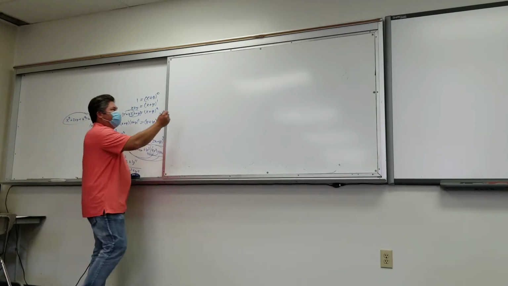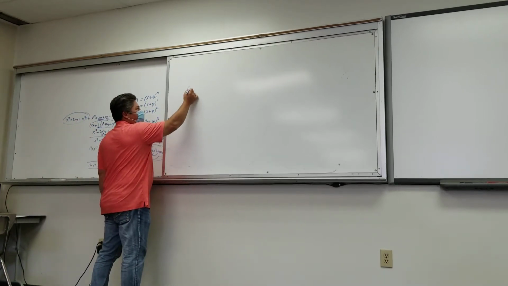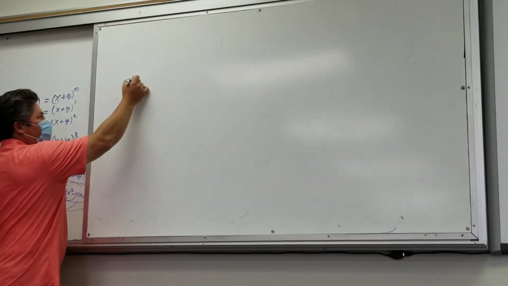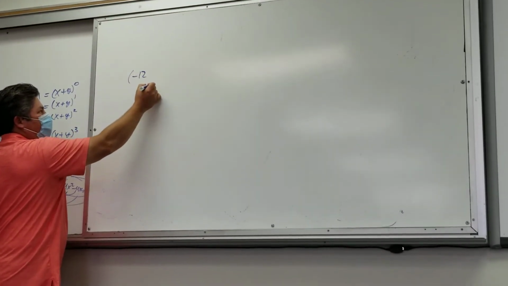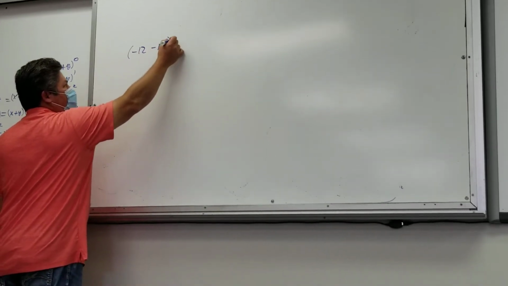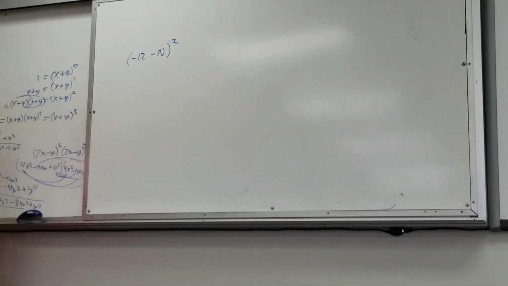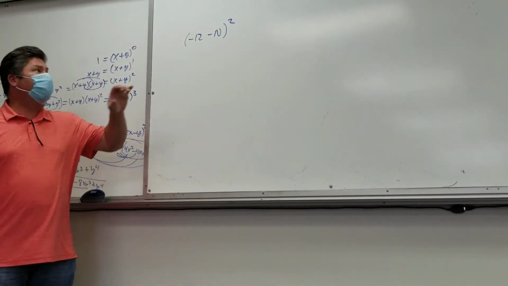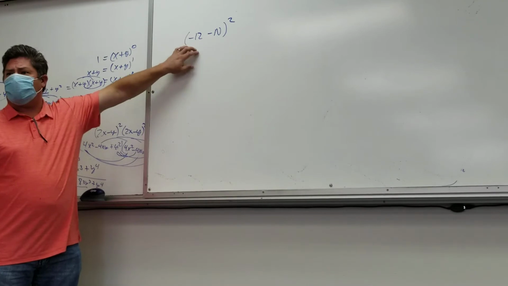What does number 8 say? Parenthesis what? Minus 12 minus n, parentheses squared. Okay, so this goes back to Pascal's triangle, right? And I'm going to do this the real fast way. Now remember, what this really means is what? What does it mean?